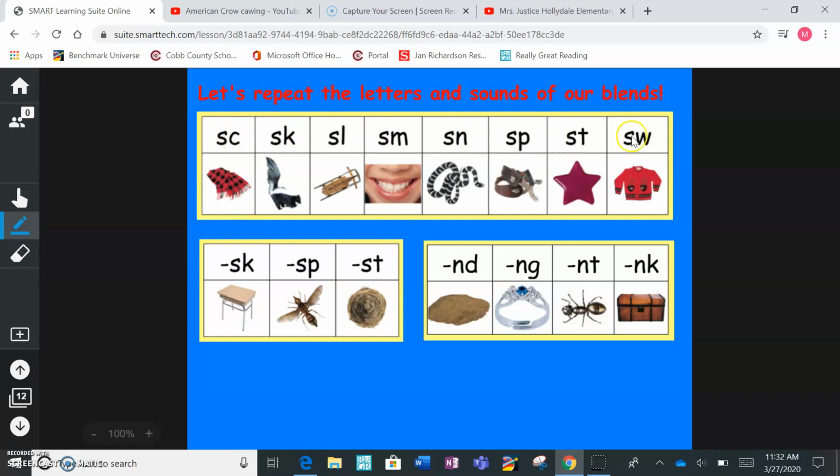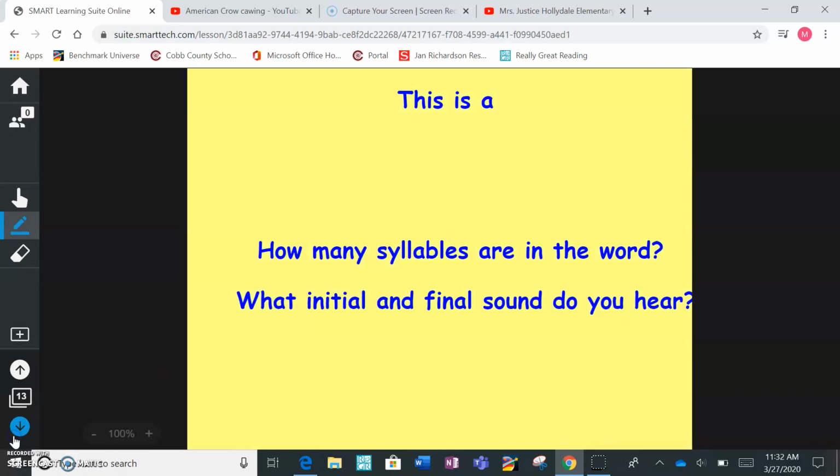All right, let's go over some more blends. This time we're just going to say the sounds up the top. There's some beginning ones, and then we'll move right into some ending ones down here, okay? Sk, sl, sm, sn, sp, st, sw. Now ending ones. Sk, sp, st, nd, ng, nt, nk. Wow, you guys are fast.